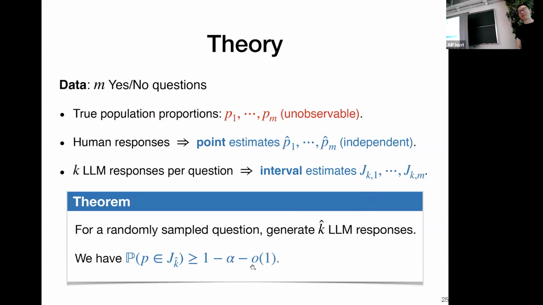You may wonder what it depends on. Essentially this small term depends on the number of historical questions. If you have a huge number of historical questions, then this remainder term will be small. It's roughly 1 over square root m. If you only have a small number of historical questions, then of course you cannot approximate very well.